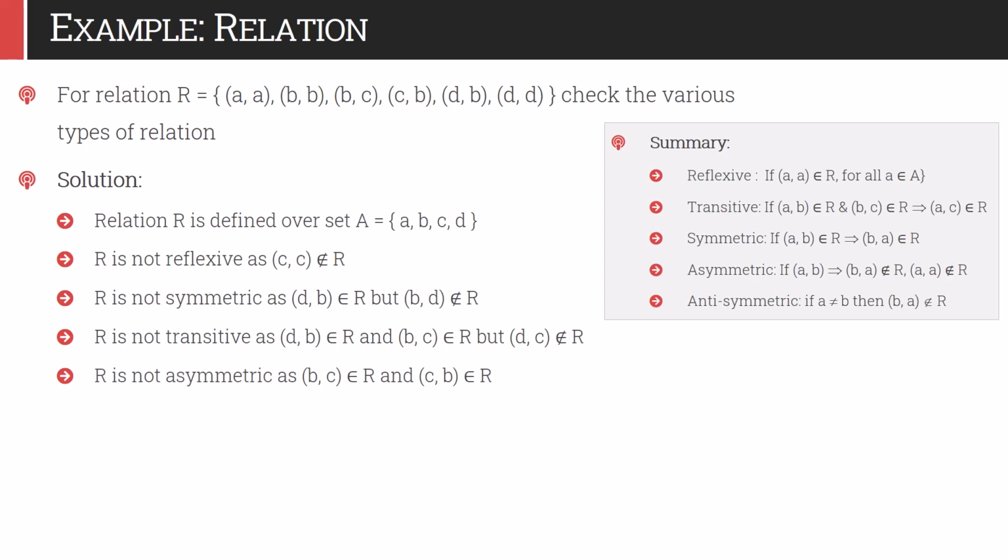R is not asymmetric because (b,c) is in R and (c,b) is also in R, and for asymmetric this is not allowed. And it is not antisymmetric for the same reason, because (b,c) is in R and (c,b) is also in R, but they are not the same. If they were the same, then only it would be allowed. So none of the properties are holding.